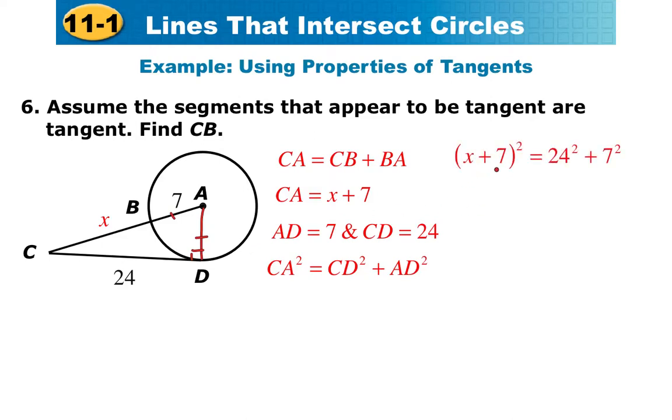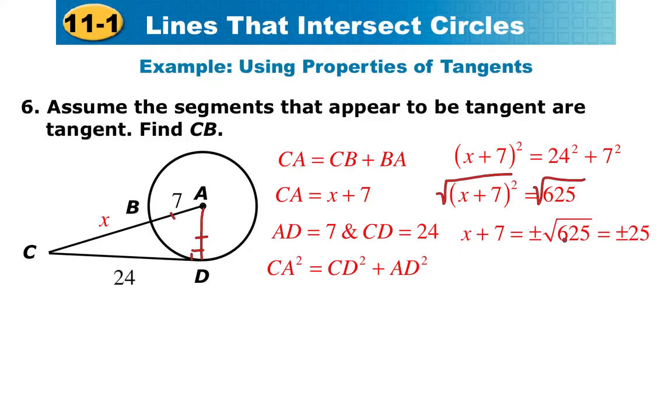I'm not going to do anything with the left hand side. I am going to square the 24, which is 576, and the 7 squared, which is 49. When I add those two numbers, I get 625. And then at this point, I'm going to take the square root of both sides of this equation. You did that in Algebra 1. On the left side, I get x plus 7. The square root of 625 is 25, so that's how we end up with plus or minus 25. From here, we should be able to find x, and we're going to be getting two x values.